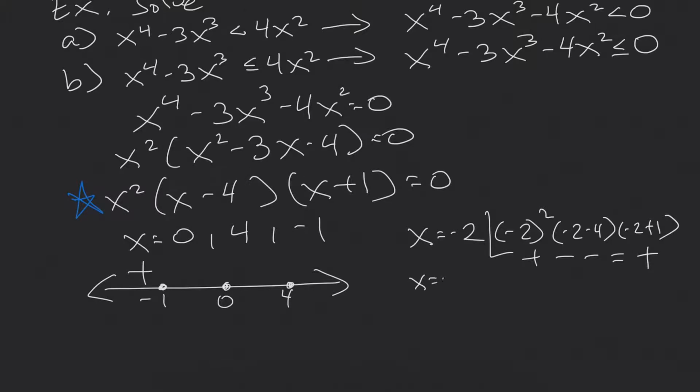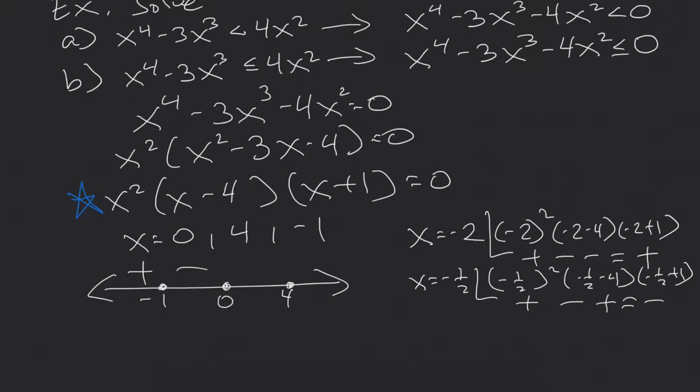Something between -1 and 0, maybe -1/2. That will give me a -1/2 squared, -1/2 minus 4, -1/2 plus 1. Let's see here, so -1/2 squared is positive, -1/2 minus 4 is negative, -1/2 plus 1 is positive. A positive times a negative times a positive is a negative.